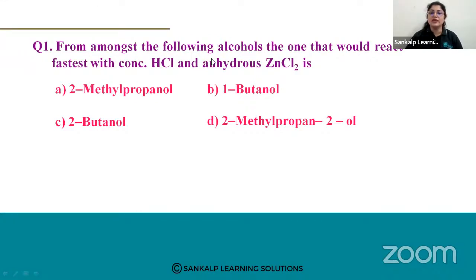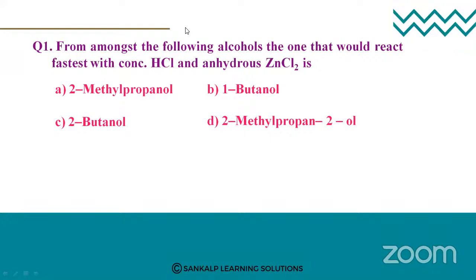From amongst the following alcohols, the one that would react fastest with concentrated HCl and anhydrous ZnCl2 is: A, 2-methylpropanol; B, 1-butanol; C, 2-butanol; D, 2-methylpropan-2-ol. Which is the alcohol that could react with concentrated HCl? What is concentrated HCl and anhydrous ZnCl2?